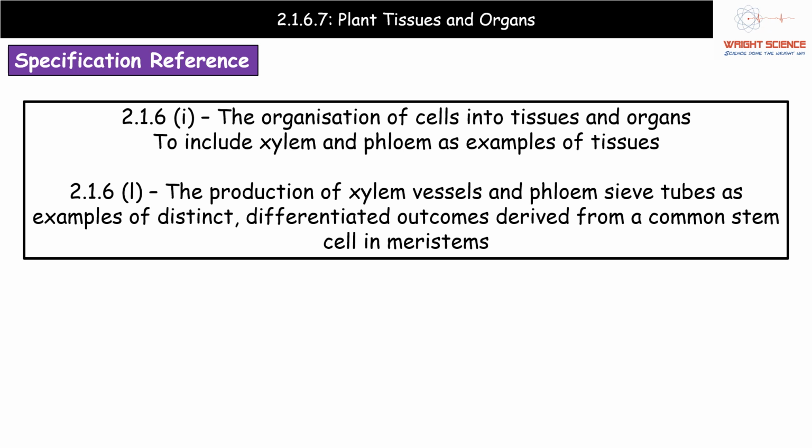This is part of our Module 2 Part 6 series looking at cell division, cell diversity and cell differentiation, and in this video we're going to be having a look at specification references 2.1.6i, the organisation of cells into tissues and organs, and 2.1.6l, the production of xylem vessels and phloem sieve tubes as examples of distinct differentiated outcomes derived from a common stem cell in meristems.